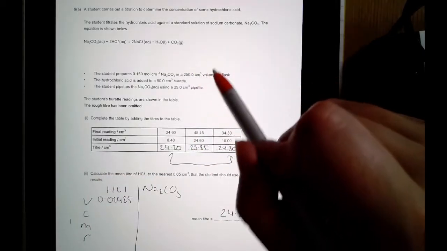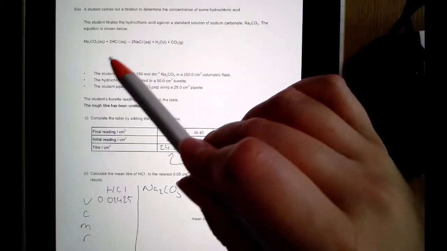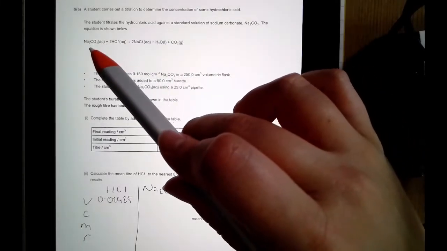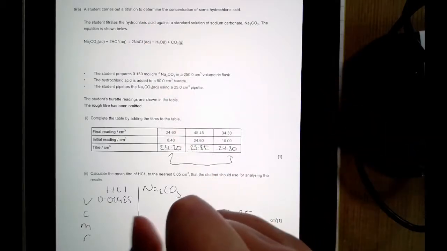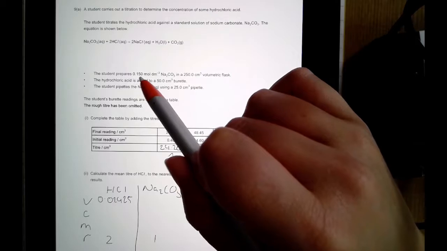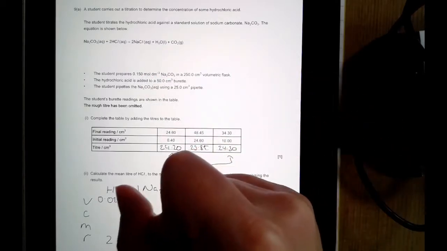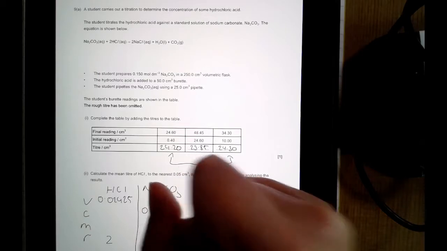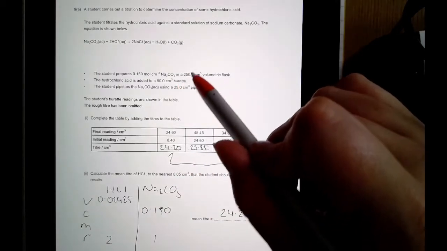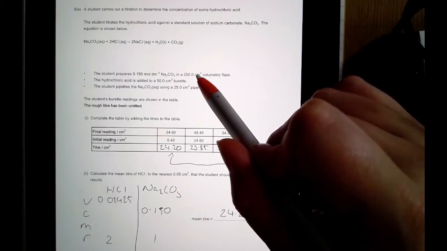If I come back up here and look at the rest of the question, the first thing I come to is the equation. I can use that to fill in my ratio. So I've got 1 in front of the sodium carbonate and 2 in front of the HCl. Then I get here and I have a concentration, and it's the concentration of sodium carbonate. So I fill that in for sodium carbonate. And it tells me the size of the flask that I use to make up this solution, but that's not the volume that I actually use in the titration, so I can ignore the 250.